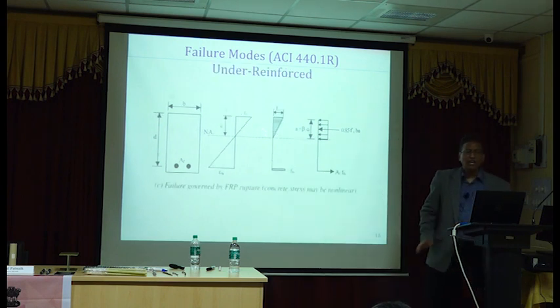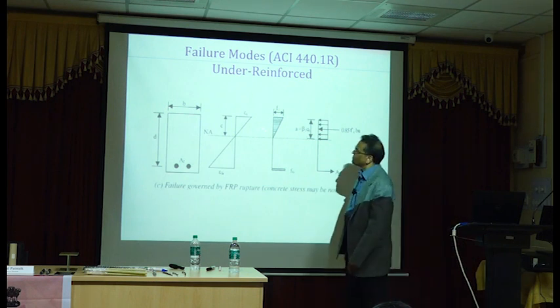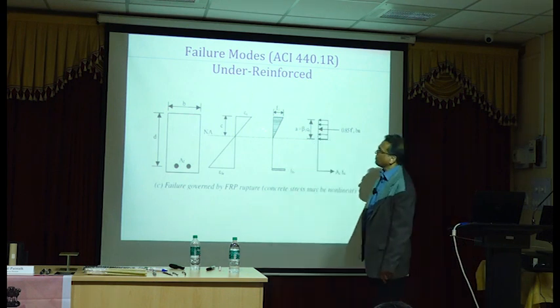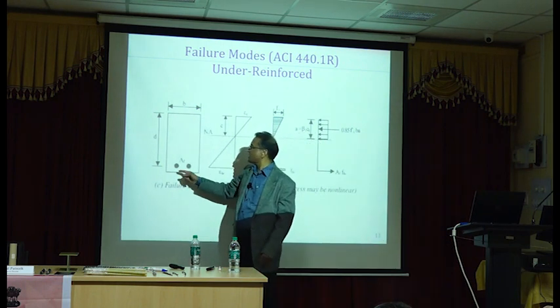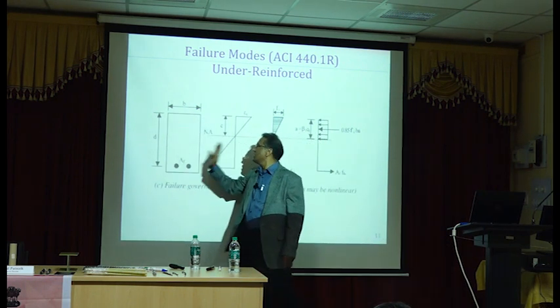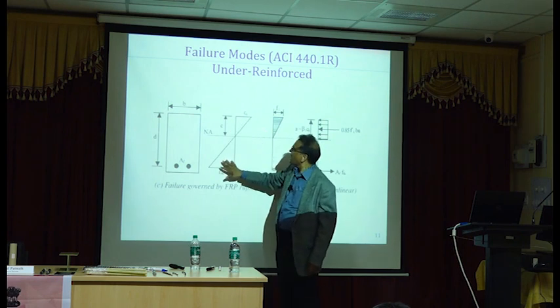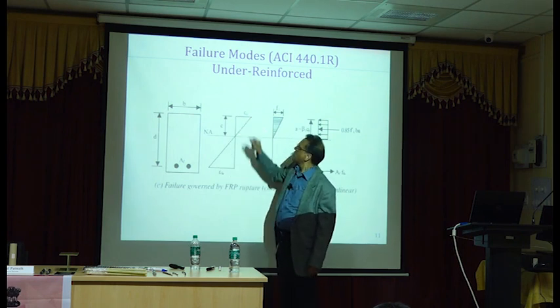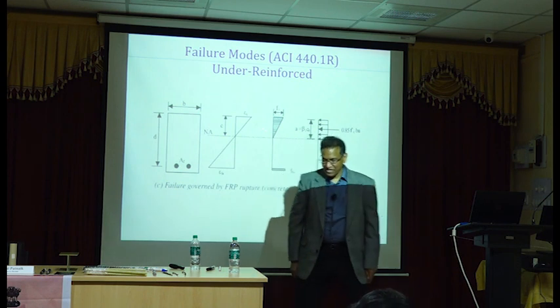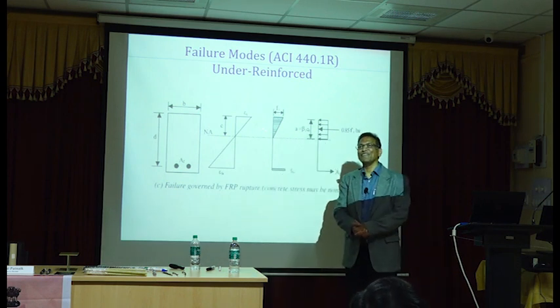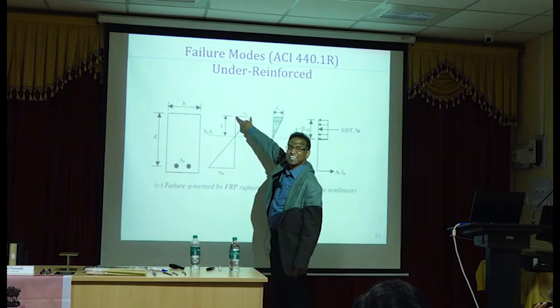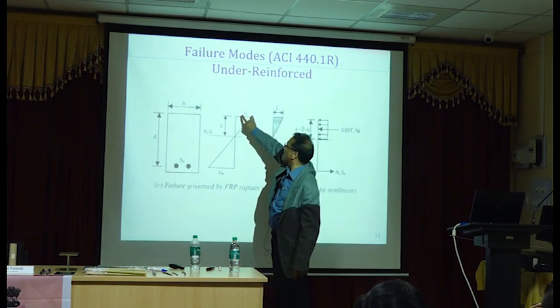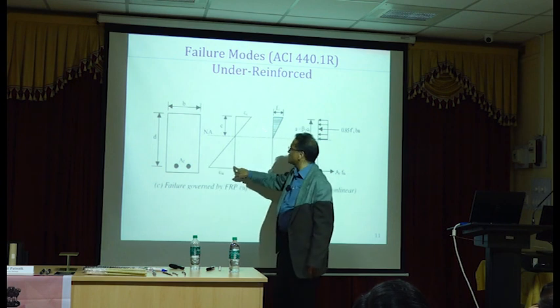What about the third condition, under reinforced condition? First of all, let's go back to the section. It's a rectangular section, you have bars here, that's D, fine. This is the strain diagram. This strain is how much? That's correct. This is less than 0.003. Less than 0.003.